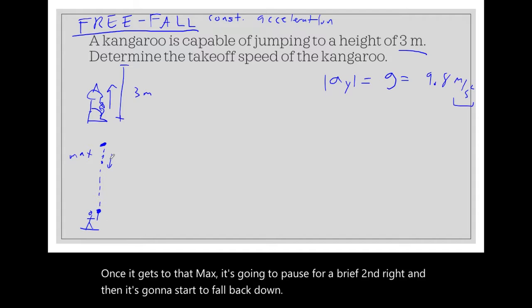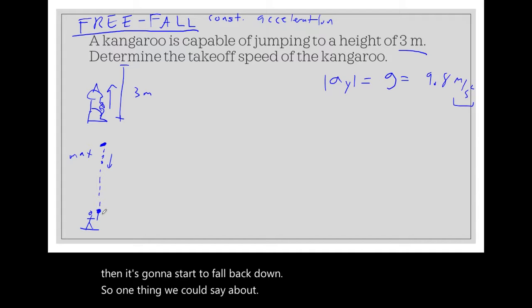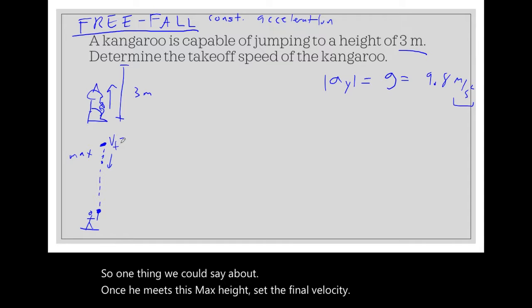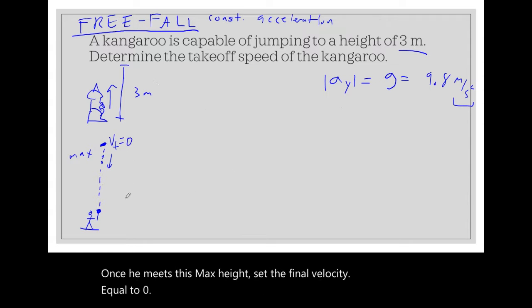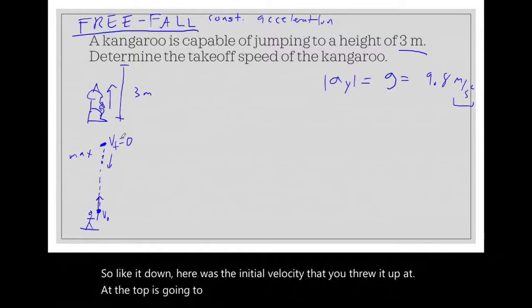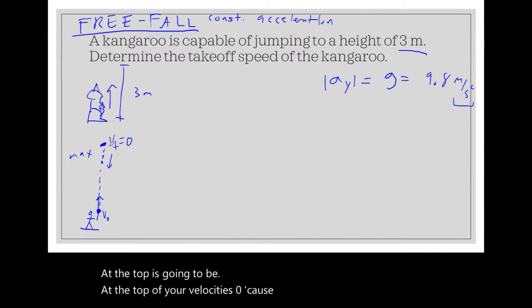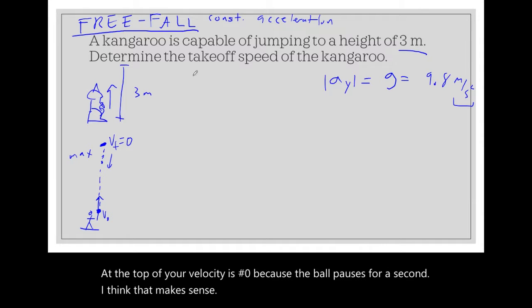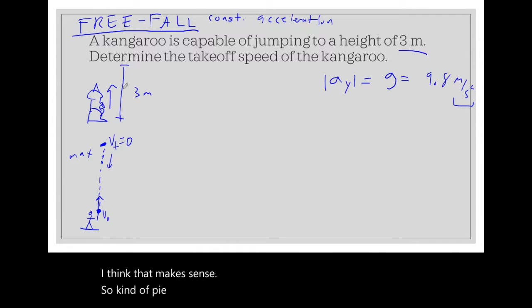So one thing we can say is that once you reach this max height, the final velocity is equal to 0. Like if down here was the initial velocity that you threw it up at, at the top your velocity is going to be 0 because the ball pauses for a second. Right? I think that makes sense. So you apply that idea to the kangaroo here.